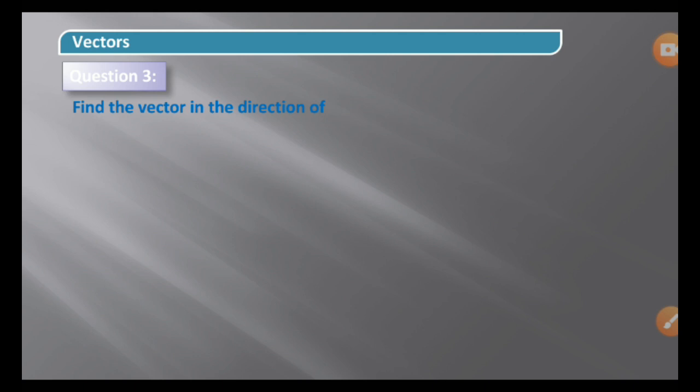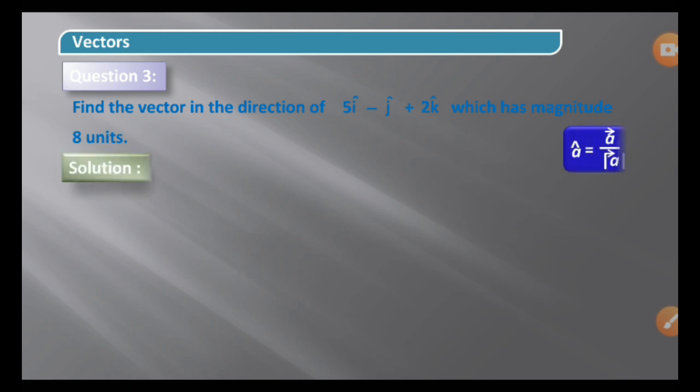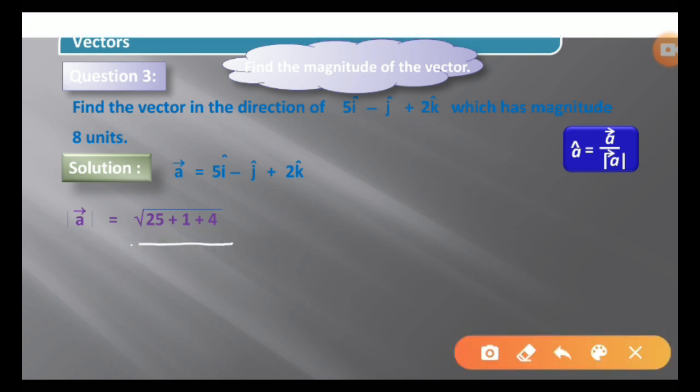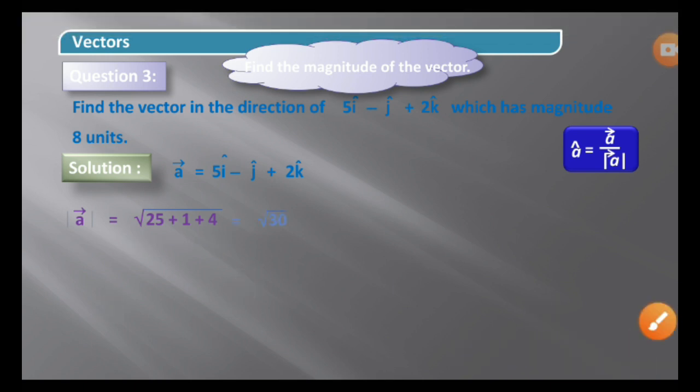Now we will consider question number 3. Find the vector in the direction of 5i minus j plus 2k which has magnitude 8 units. The given vector can be taken as vector A equal to 5i minus j plus 2k. Let us find the magnitude of vector A. This will be equal to square root of 5 square plus 1 square plus 2 square, which is the square root of 25 plus 1 plus 4. Therefore, it is equal to square root of 30.